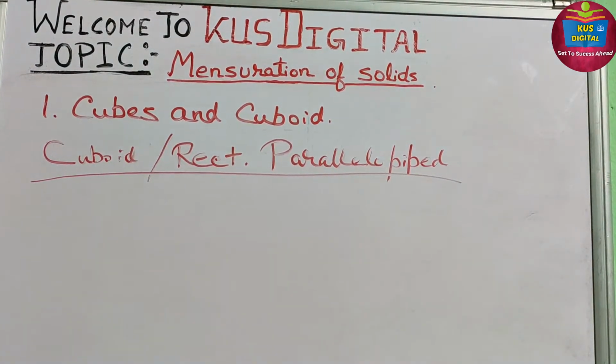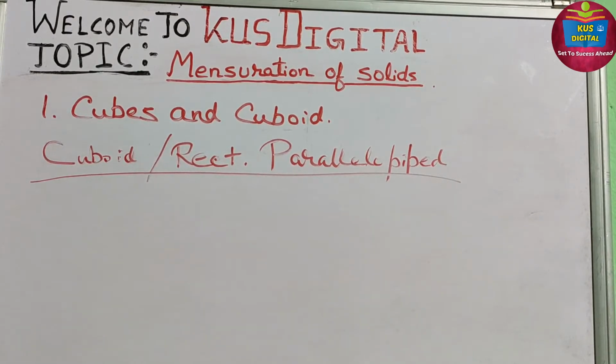This is another name of cuboid. We can also call it a rectangular parallelepiped. So now we will find out the surface area, the volume, and the diagonal of a cuboid, and in the next part we will be solving problems on cube and cuboid.